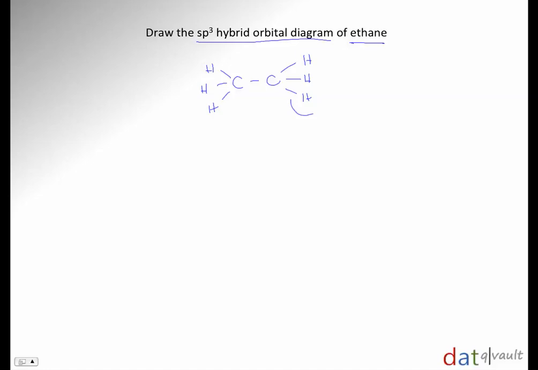Every single bond in ethane is a sigma bond, and each carbon is going to be sp3 hybridized because it has 4 different bonds to it. And each carbon is also tetrahedral in shape. Alright, so first we're going to start by drawing the orbitals of carbon.